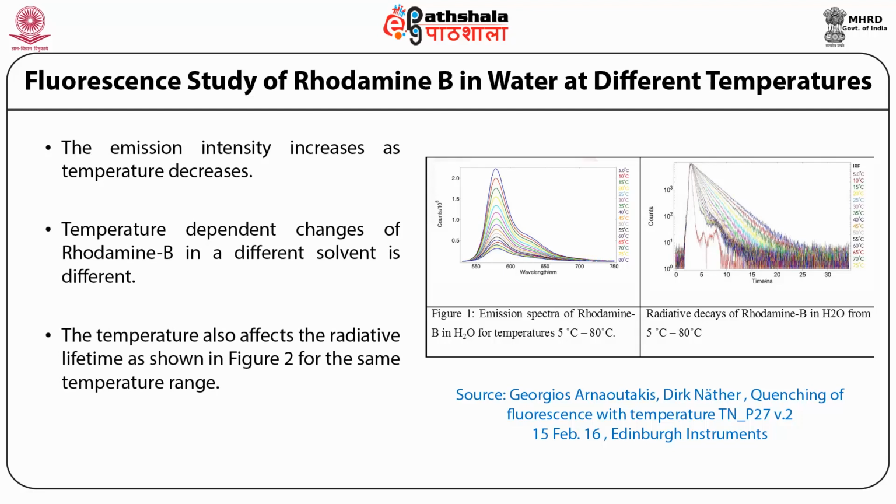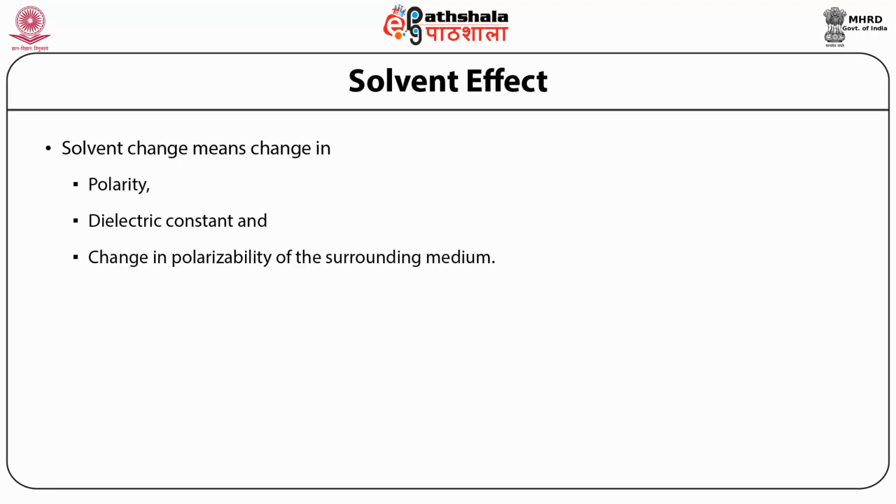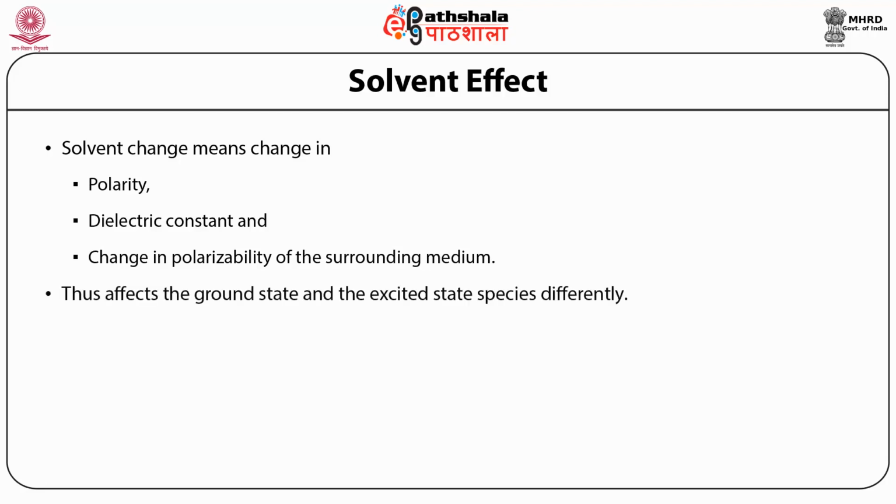The temperature also affects the relative lifetime of the excited species. It can be seen in graph 2. Not only the viscosity of the solvent, but solvent polarity, dielectric constant and polarizability also affect the fluorescence of a system. So change in solvent means change in everything: viscosity, polarity, dielectric constant, polarizability. Thus the effect on fluorescence is expected.